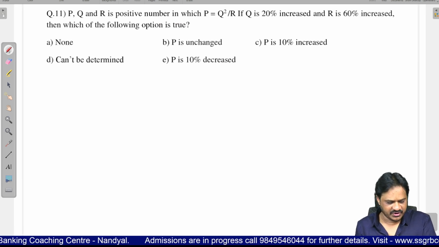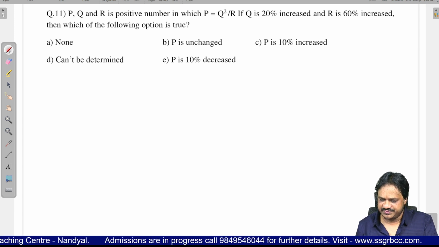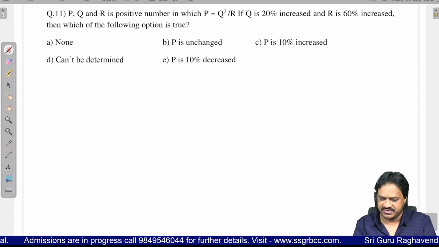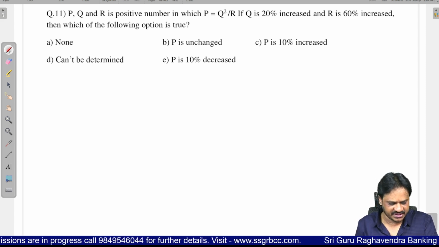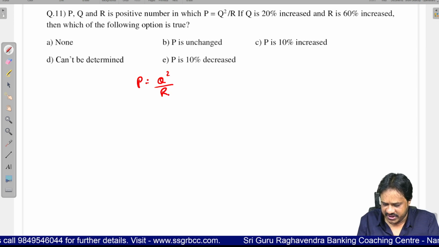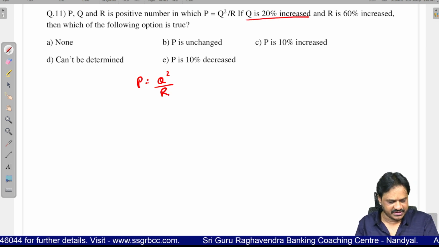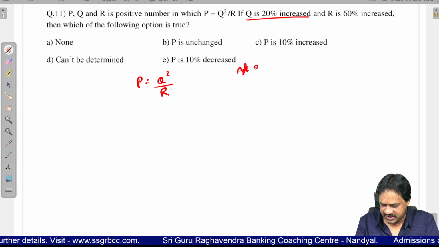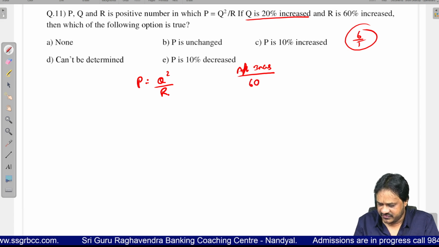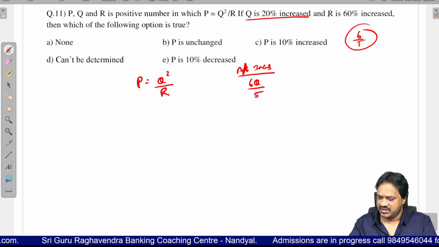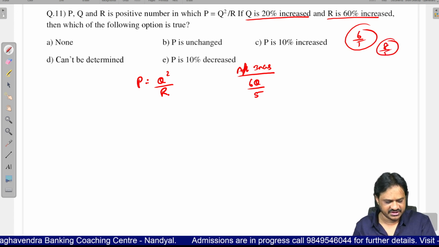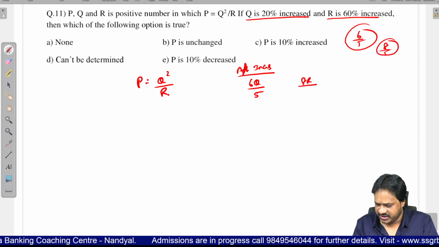PQR is a positive number in which P is equal to Q square by R. If Q is 20% increased, R is 60% increased, then which of the following options is correct? Now here one equation is given, P is equal to Q square by R. Now Q is 20% increase. After the increase, 20% increase means it will be 6 by 5. So after the increase, Q will be 6Q by 5. R is 60% increase. So 60% increase means 8 by 5. So R will be 8R by 5.